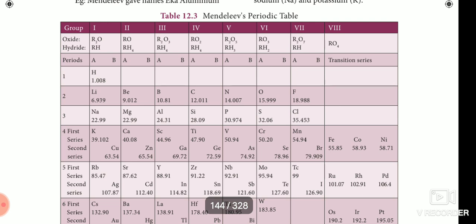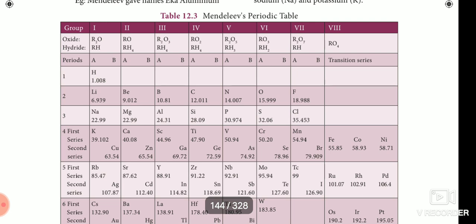Then the soft metals are sodium Na and potassium K, in the third and fourth periods, in the A subgroup. So sodium and potassium are the soft metals, and copper and silver are the hard metals. So different metals are arranged in the same places.